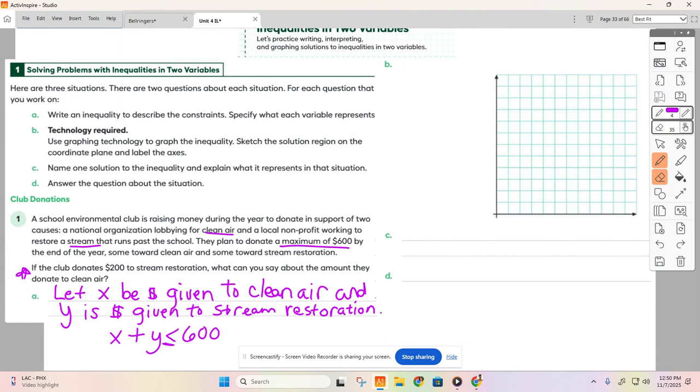First, I want to label it. This is the money donated. The horizontal axis is my X-axis. What did I say that X is representing? We defined the variable. What is X representing? Heads up, everybody. What is it? Say again. Yep, so this is the money given to clean air. The Y-axis, the vertical axis going up and down, is the money for stream restoration.